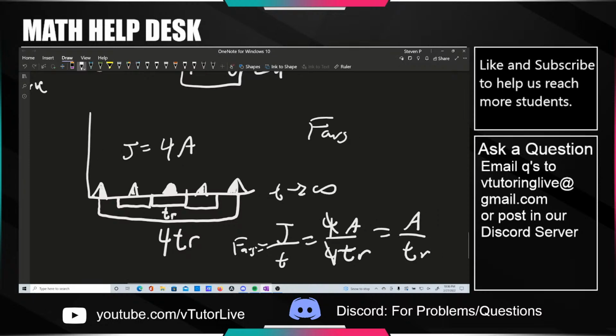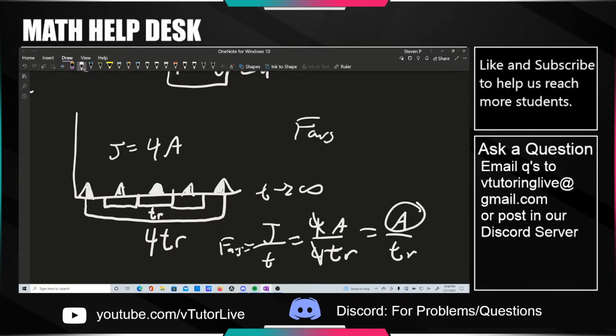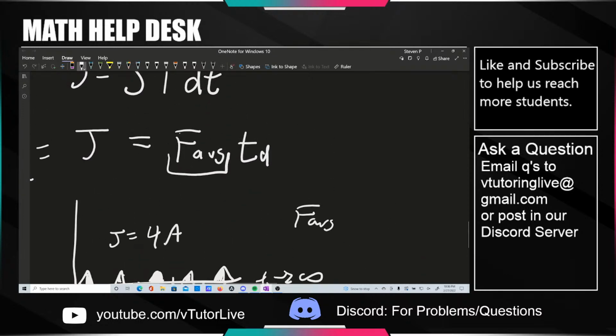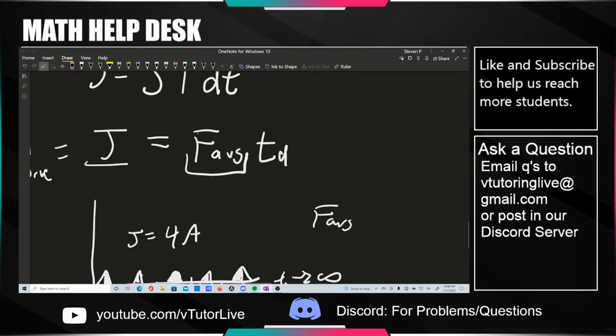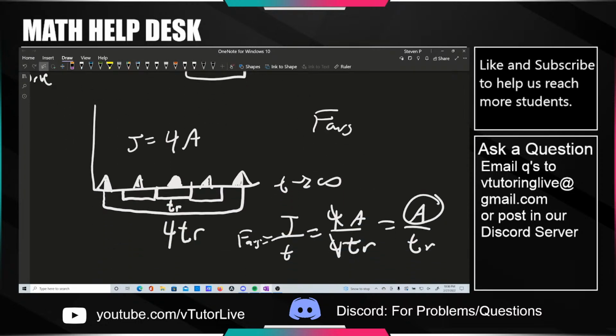But okay, you just have to rewrite whatever area is from your previous expression. I think area under the curve and joule are the same thing. Just plug that into A and divide that by TR, and I think you're golden. Does this make sense? I think so. Okay.